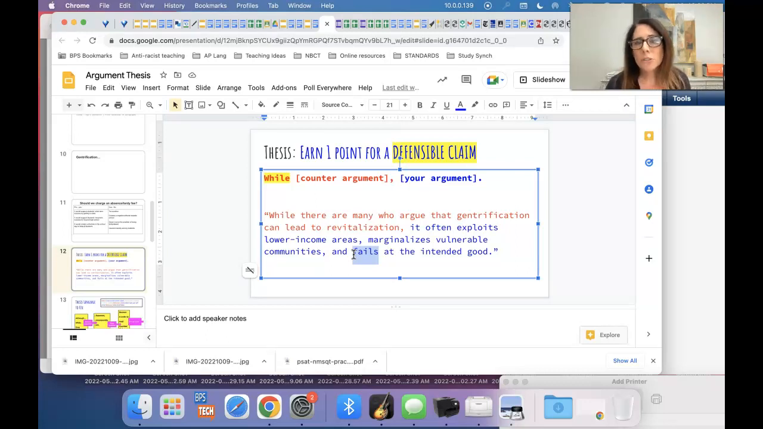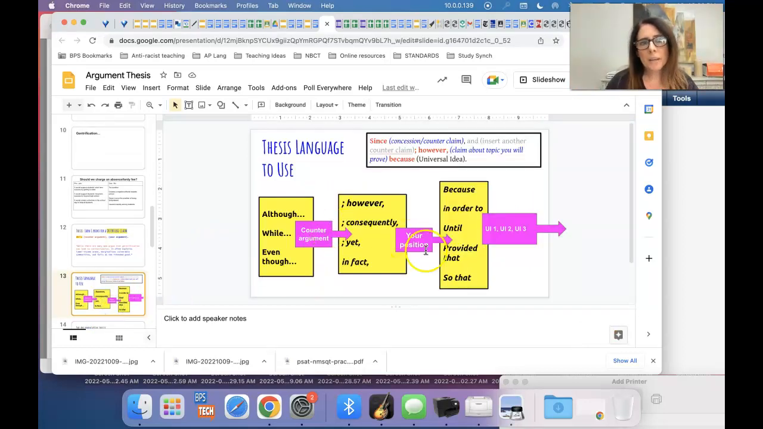And then I decide which one I feel like I have enough to say about, and I'm going to go with that. So it's super important that the first thing you do is create that T-chart with both sides, and you come up with ideas for both sides really quickly. Again, why? Because your thesis statement has to begin with that counter argument. While some may say, in fact, your argument. And then this is what the thesis language looks like.